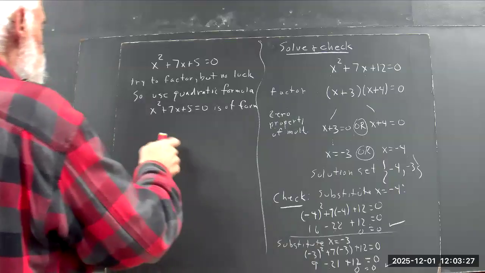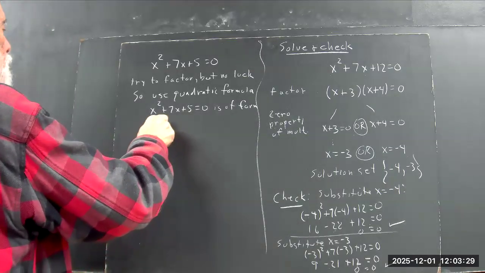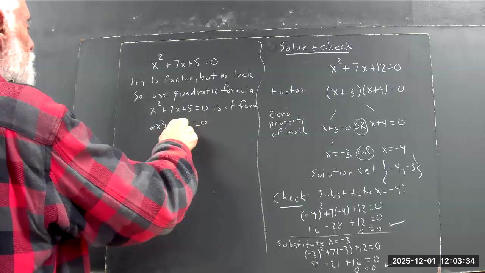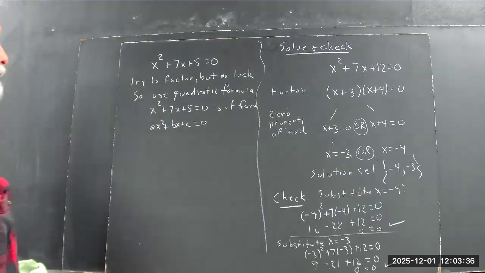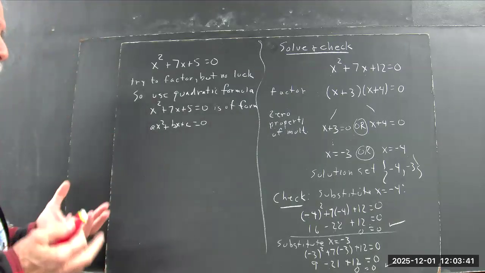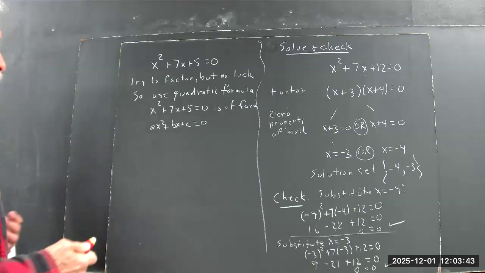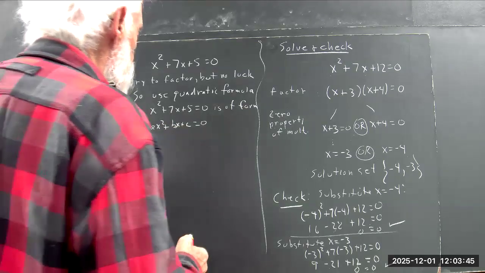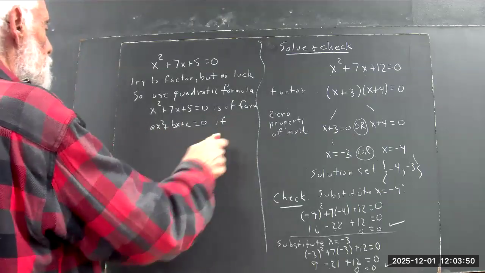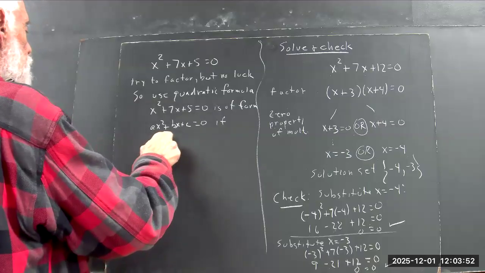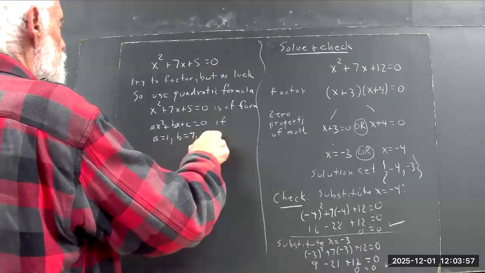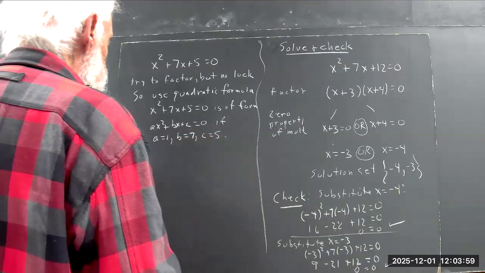Now, the complete reasoning: this is of the form ax squared plus bx plus c equals 0. And I recommend you write this step out, telling yourself what you're doing at every step until it seeps in and becomes second nature to you, and you don't forget it. It's of the form ax squared plus bx plus c. Here a equals 1, b equals 7, c equals 5.